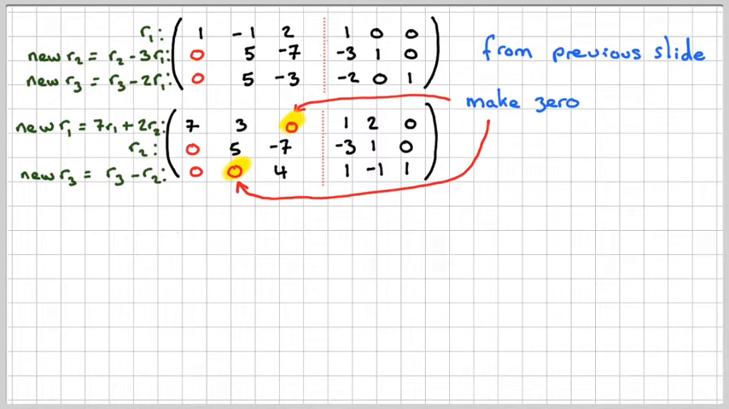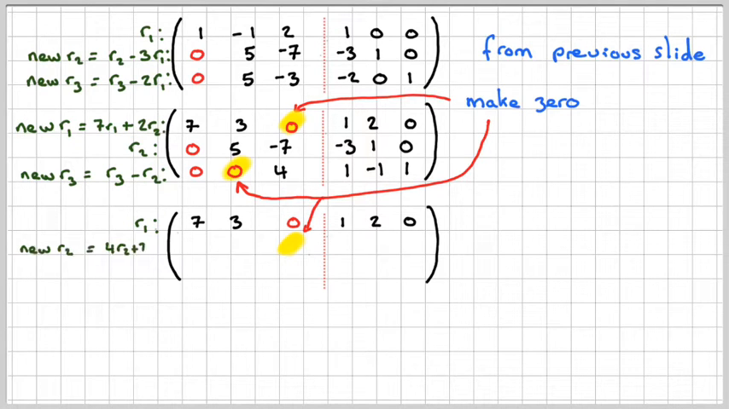Minus 4 minus 7 is 4, and again you do it for these ones here to get these numbers here. Okay, so carrying on, row 1 will be 7, 3, 0, 1, 2, 0. We're going to make this one here now 0. In order to do that, we're going to do 4 row 2 plus row 3.